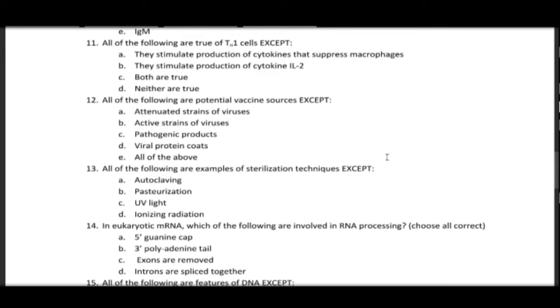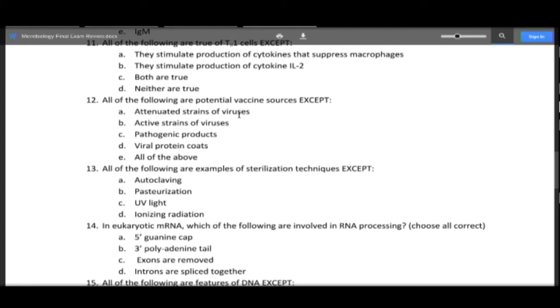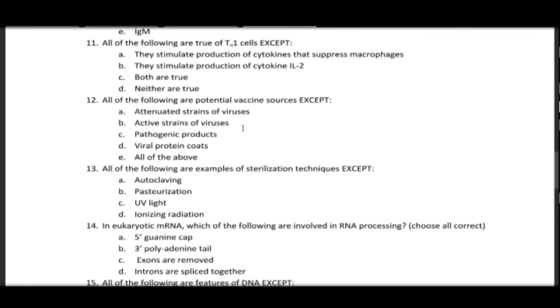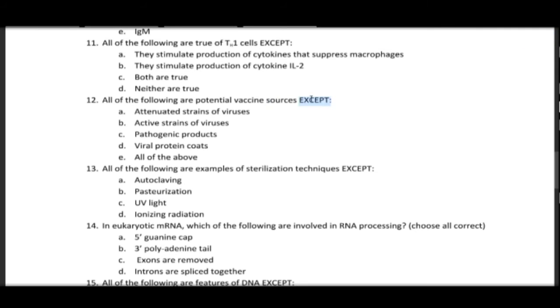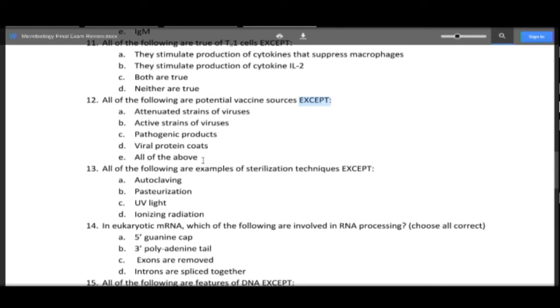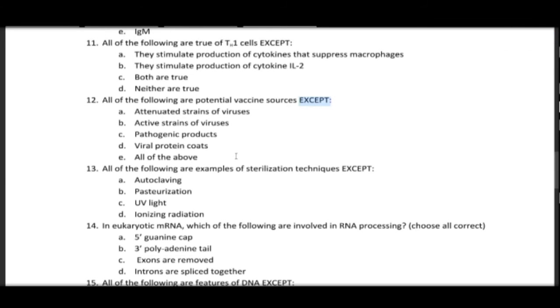Then we have 12. 12 says all the following are potential vaccine sources, except. So A says attenuated strains of viruses. Sorry, vaccines, we're looking at viruses. B says active strains of viruses. C is pathogenic products. D is viral protein coats. And E is all of them. So this is all the following are potential vaccines except. So this is what is not. So we're looking for the one that's wrong, unless all of them are wrong. I think that's what it's saying. If it's except and we say all of the above, does that mean all of them are exceptions? I don't know. That's kind of weird.